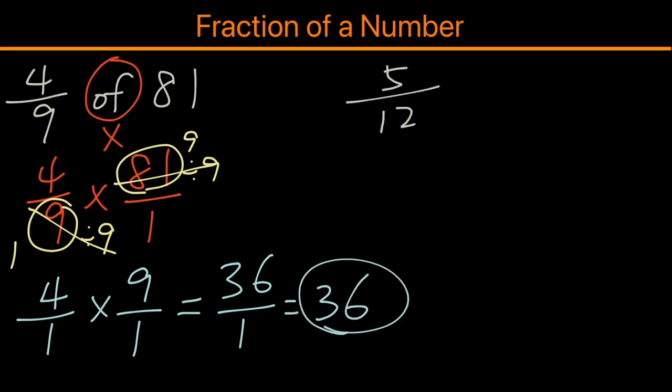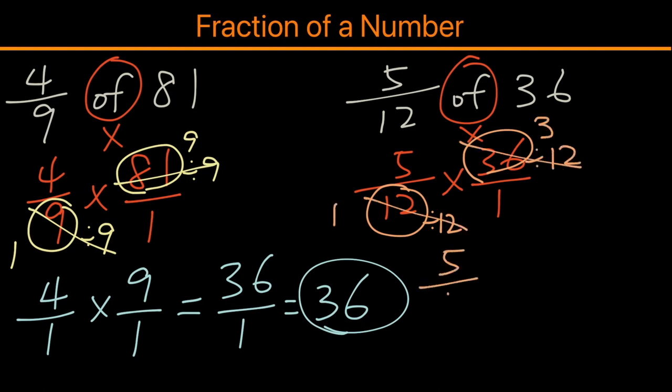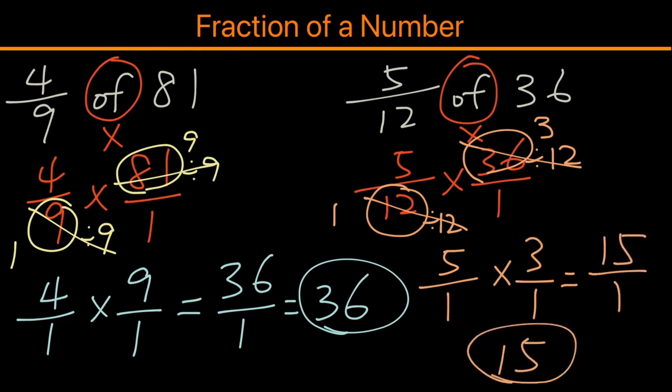Now what about this one? Changing of to multiplication, 5 over 12 times 36 over 1. 36 and 12 could be simplified before we multiply. They are both divisible by 12. This becomes 3 and this becomes 1. If we rewrite this, 5 times 3 is 15, and our answer is 15. So these 4 examples are how you would calculate a fraction of a number.